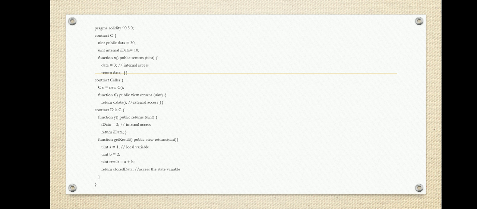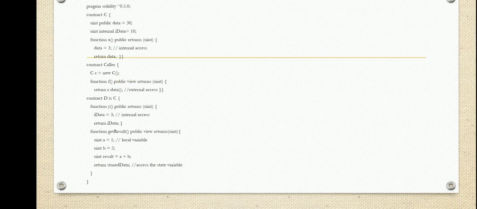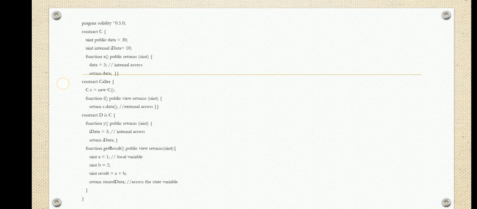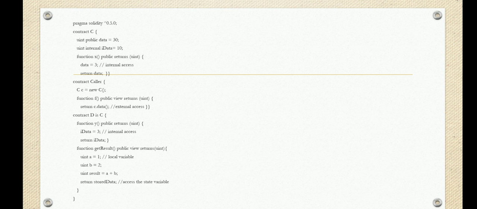Let me demonstrate one example of how to use the different variables. You can see this slide. This Solidity program is used to demonstrate the scope of variables. Here we have a contract named C. After that, we have data, which is a state variable. The scope is public, so it can be used anywhere in the smart contract. The data is initialized to 30.